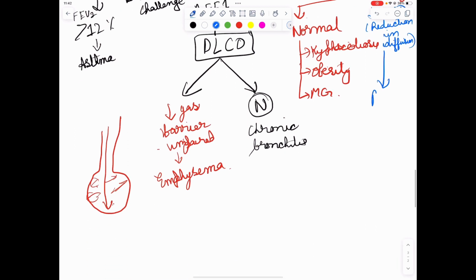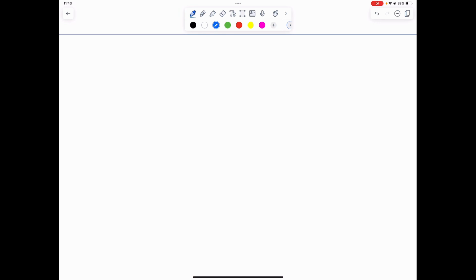So now, in which cases? Pulmonary fibrosis, pulmonary edema, asbestosis. Now we come on to the flow volume curves.